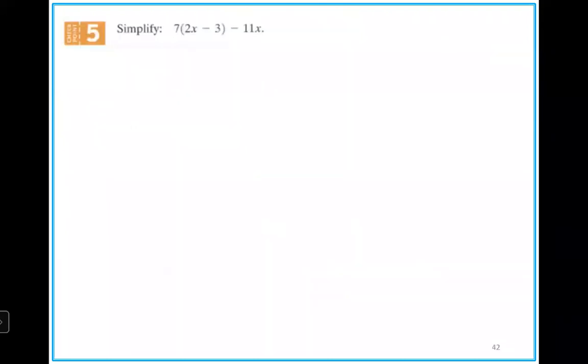Okay, so I wanted to look at this checkpoint 5. Let's see if we could bring it to lowest terms, to simplest form. There's no value for x. You're not evaluating, you're simplifying.